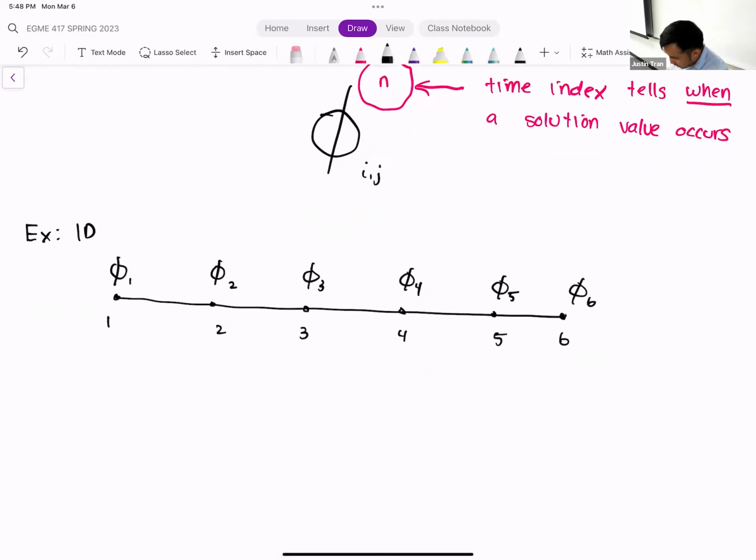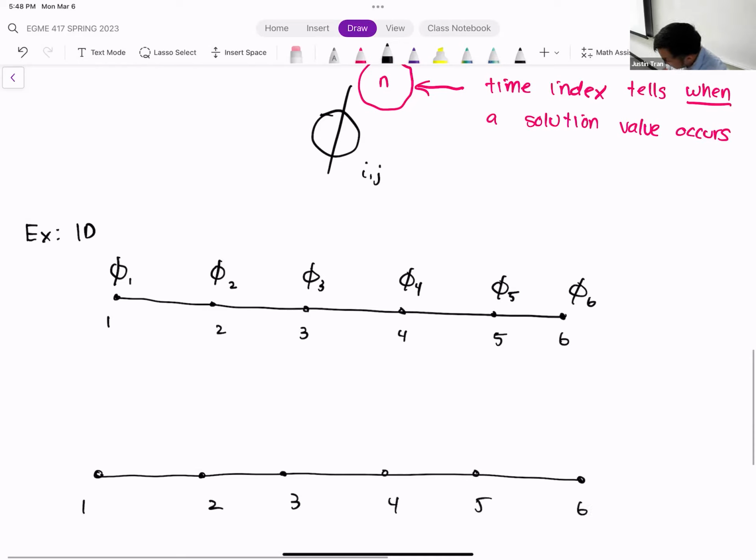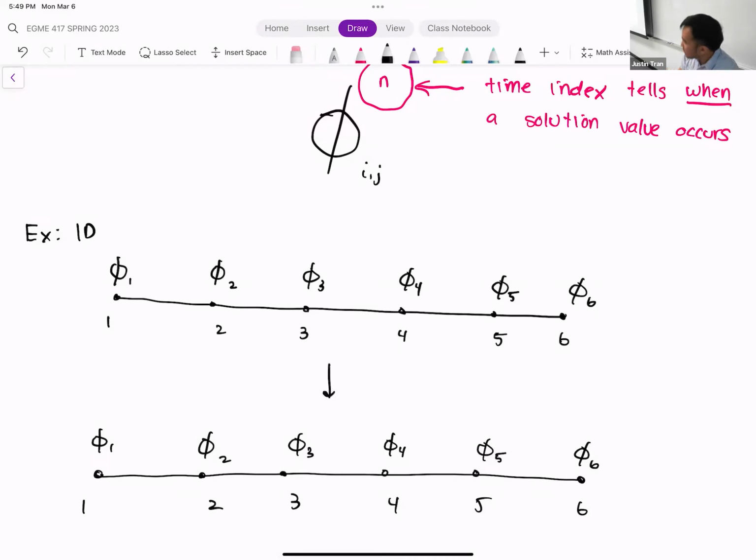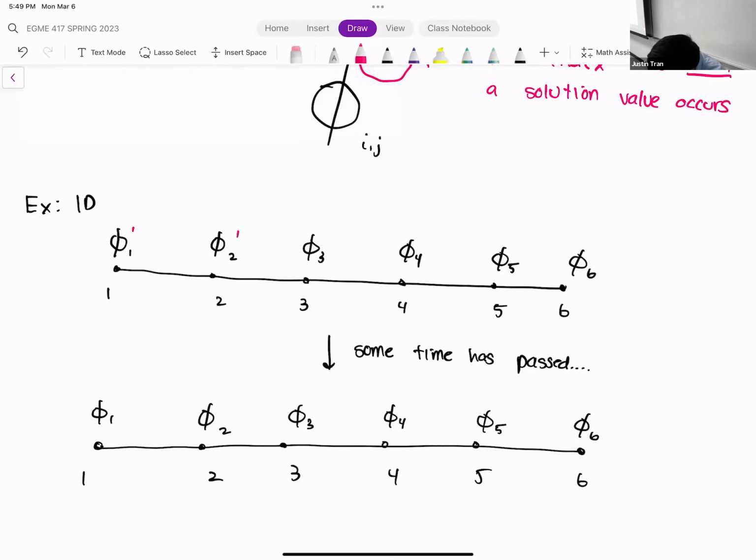And so for an unsteady problem, for the same domain, we have the same 6 nodes here. We have the same solution values, phi1, phi2, phi3, phi4, phi5, phi6. Let's say between the top figure and the bottom figure, some time has passed. Because we're in an unsteady problem, the values for phi at the same physical locations are going to change. One way we can denote this is, on the top here, we can use a time index of 1. So I'm going to put a 1 on all of these. And then after some time has passed, we can say their values are now going to be 2.